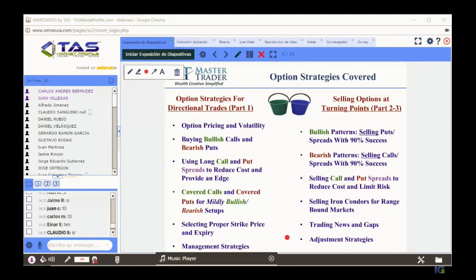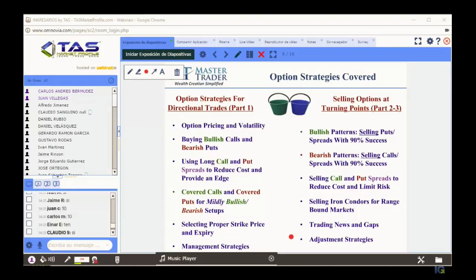But when you are trading stocks alone, it's almost like driving an automobile with no steering wheel. And what I mean by that is if you buy a stock, it can only go up for you to profit or down for you to profit.